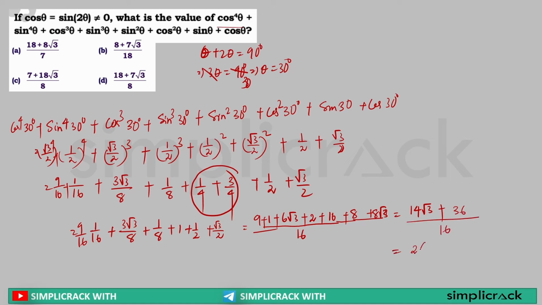If I take 2 common out here, it will be 7 root 3 plus 18 divided by 16. Why did I take 2 common? Because in this question the denominator is 8, and here 16 is there. So the possible answer will have 8 as the denominator. So the answer is 7 root 3 plus 18 by 8. That is option D. Clear? This question was a bit calculative, but we understood what it had asked. Yes or no? Clear? Next.